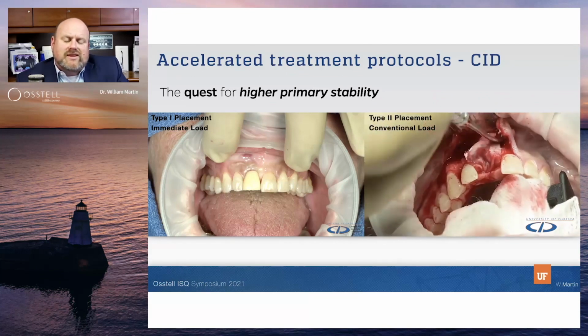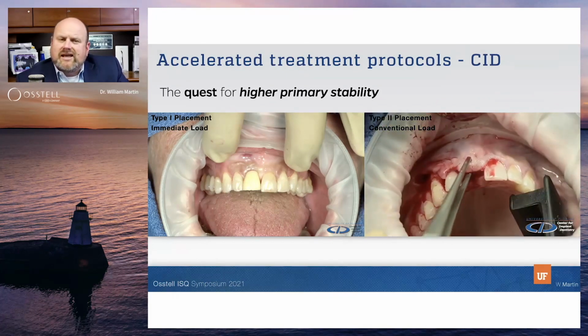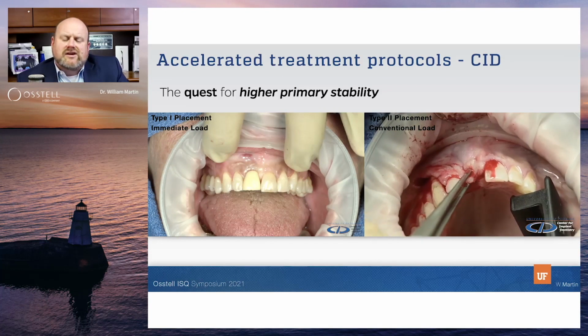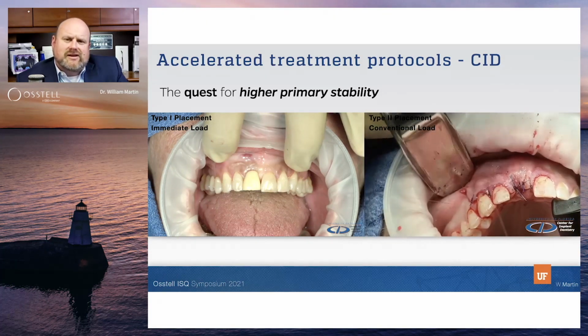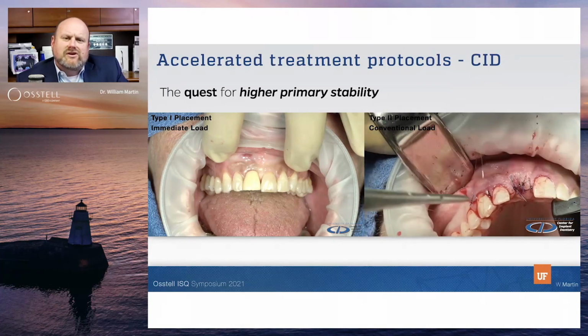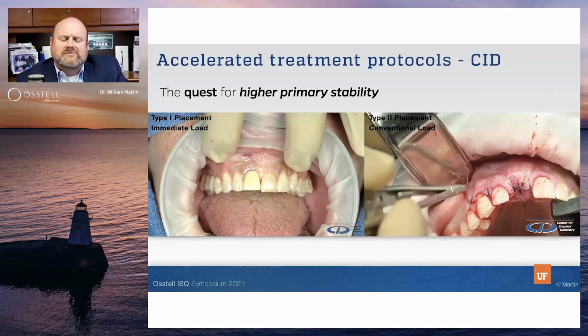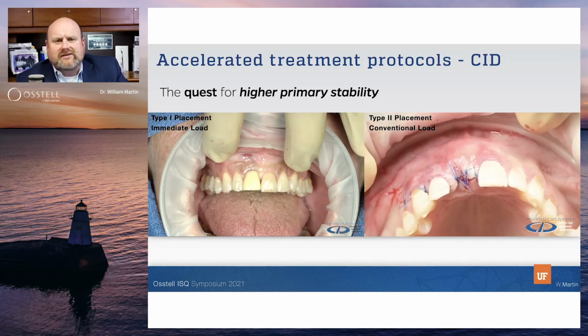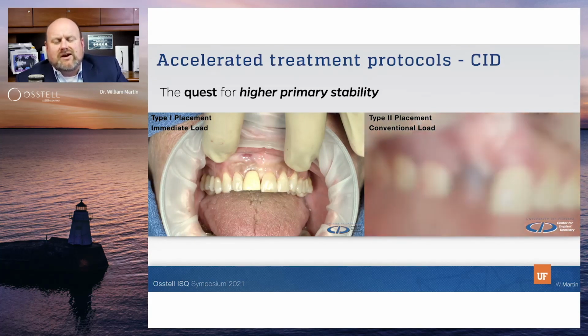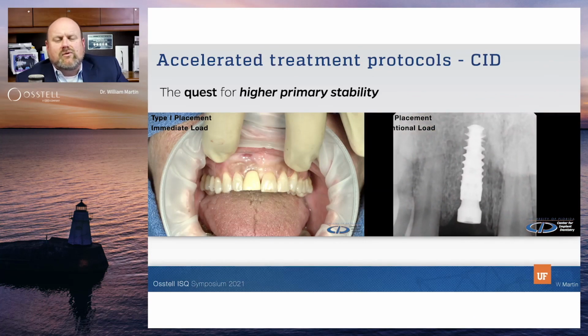Now, the important thing is, and this will be highlighted in the Osstell Connect, whether we use the Osstell Smart Peg at the time of placement or we use it at the time of loading, we always want to record these implants, because if we don't feel comfortable taking a measurement at the time of placement, we still are going to want to have a baseline when we move forward with the loading of this implant. So you can see we're able to get a baseline on that.